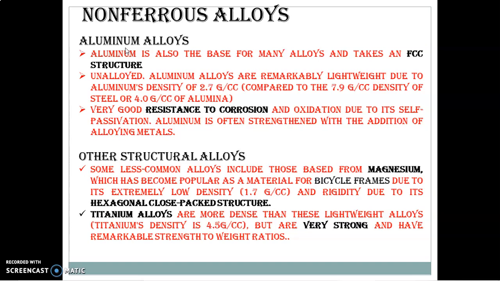Likewise, titanium alloys are denser than these lightweight alloys. Titanium density is 4.5 gram per cubic centimeter, but it is very strong and has a remarkable strength-to-weight ratio. That is why titanium alloys have applications in the aerospace industry, because this is one of the materials which is very strong and has a remarkable strength-to-weight ratio.